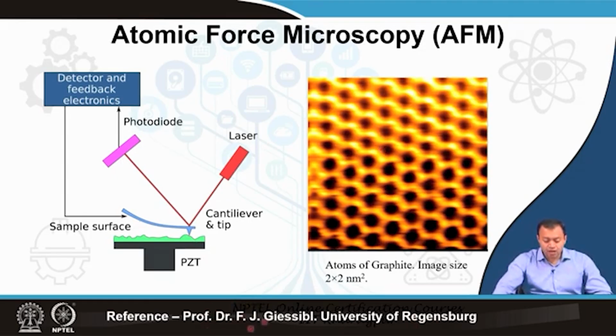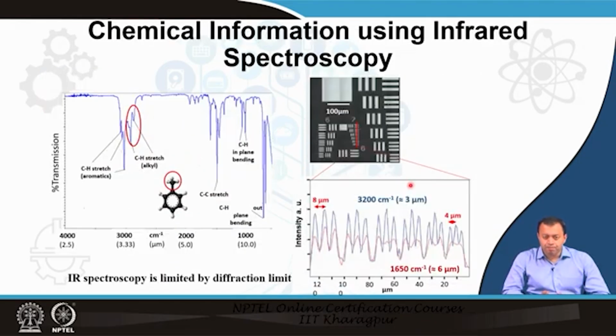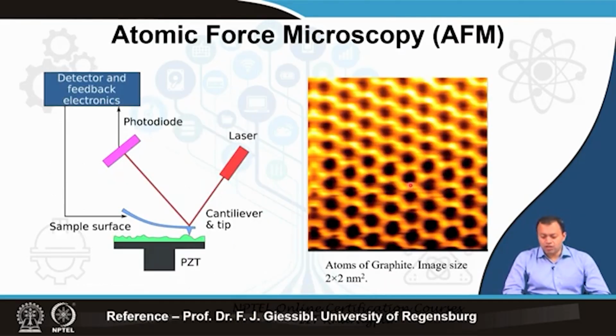Please go through Professor Giessibl's group at the University of Regensburg, and you will see beautiful pictures. Taking atomic images is not very uncommon these days using atomic force microscopy. However, the problem is that you don't know the chemistry of the material, do you? You are able to see that these are somewhat circular, spherical in shape. But what about the chemistry?